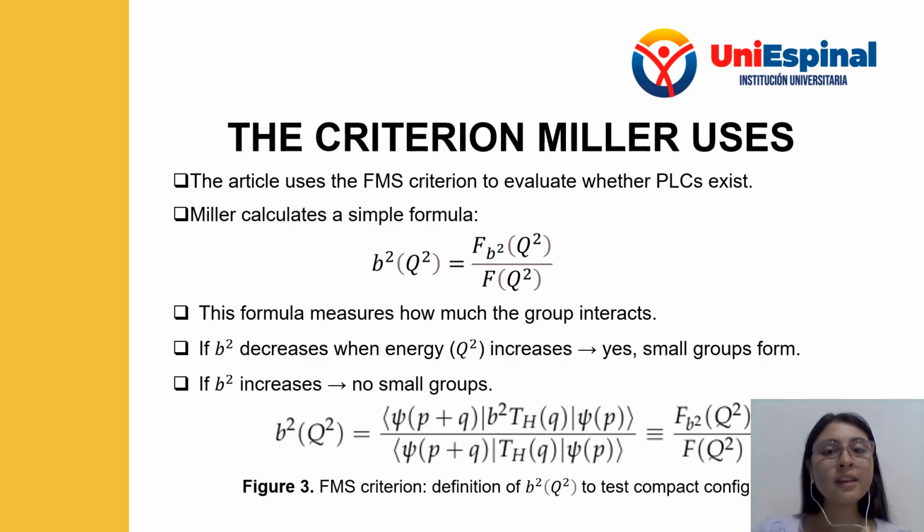To study this, Miller used the FMS criterion. He introduced simple expressions to measure the effective size of the systems. If this quantity decreases as energy increases, then small configurations are formed. But if it increases, this indicates that such configurations do not exist.